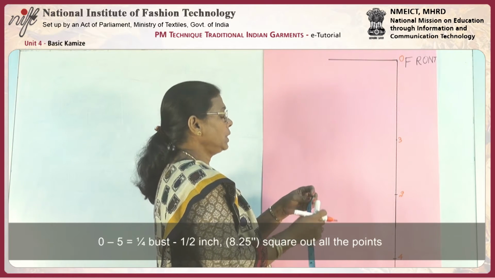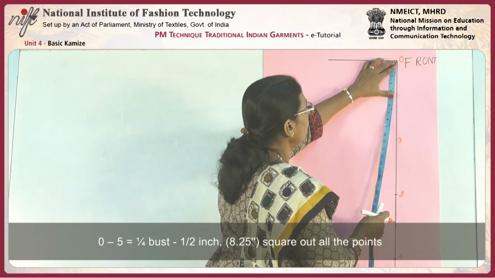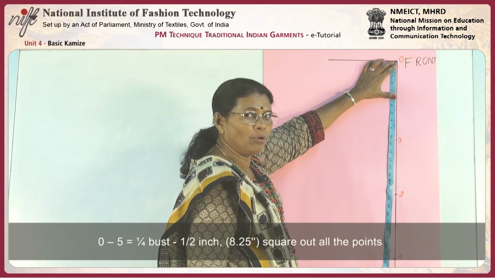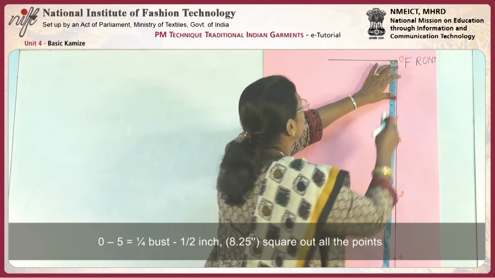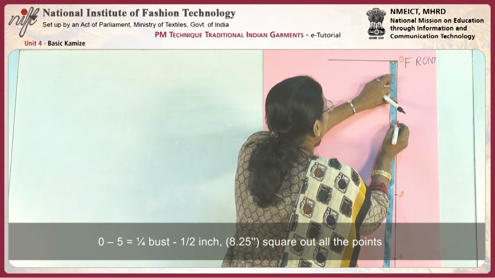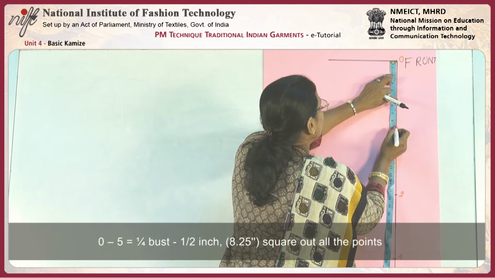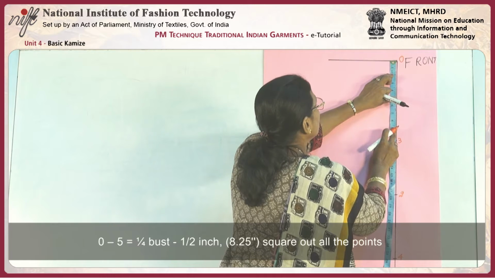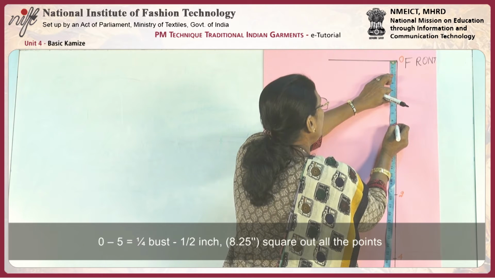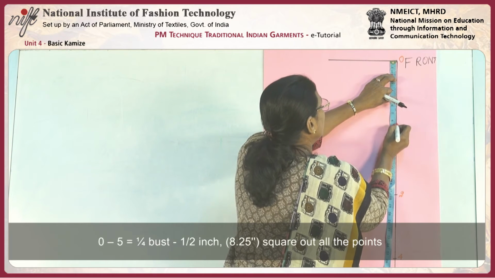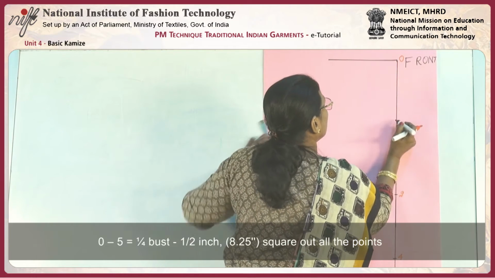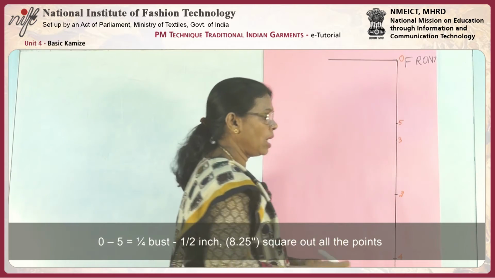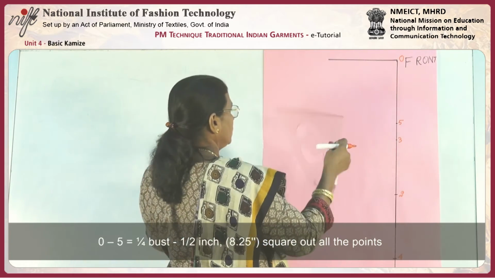Now the chest line, 0 to 5, is the same as the back: bust by 4 minus half an inch. So 8.65 is 1/4 of bust. Then 8.25 may be the mark, and mark 5 and draw the horizontal lines.